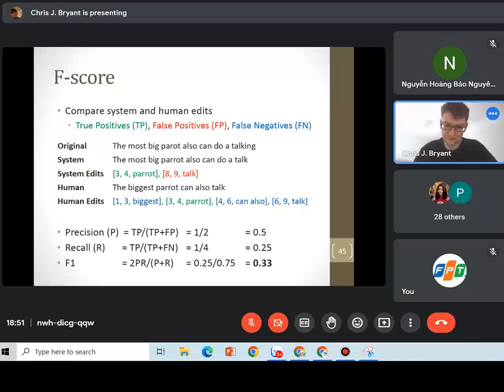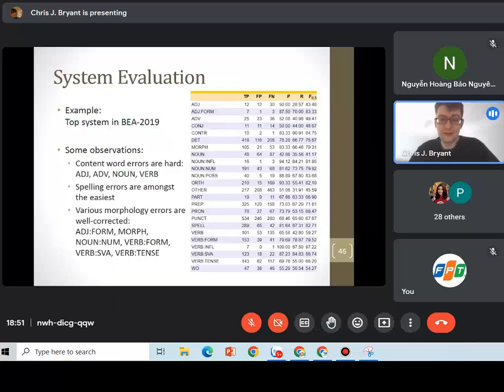To give a more concrete example of system output, this was the best system in the most recent shared task in 2019. And here is a breakdown of performance on lots of different error types. It remains to this day that correcting adjective errors, adverb errors, noun errors, and verb errors are typically the hardest. And that's not really surprising because they're content words. That means the system really needs to understand the semantics of the text in order to propose a correction, and semantics is just one of the hardest things for these models to do.